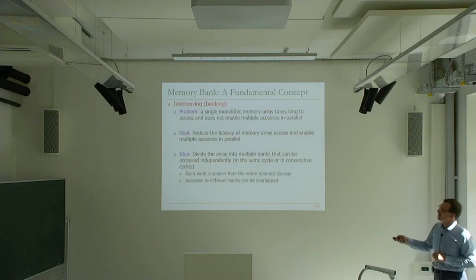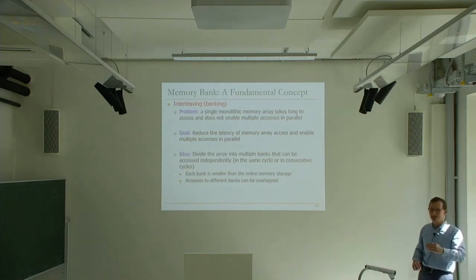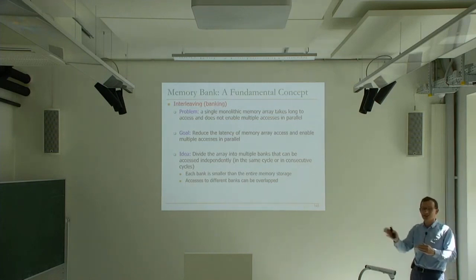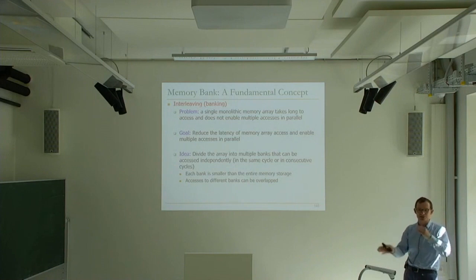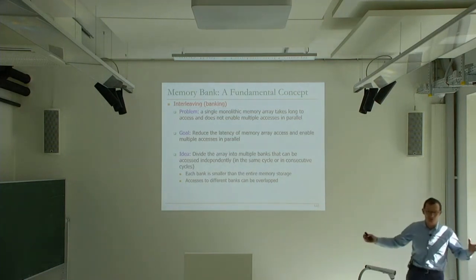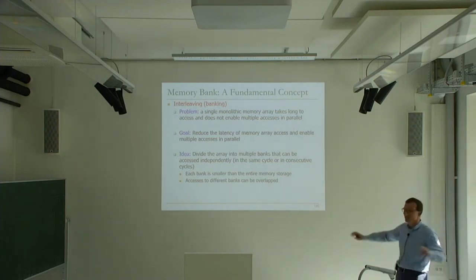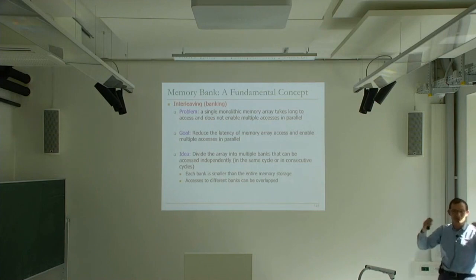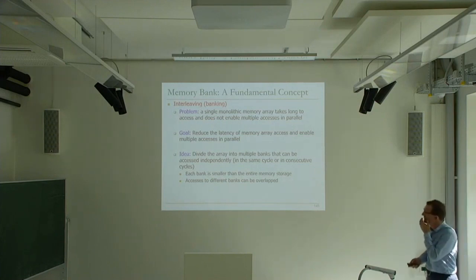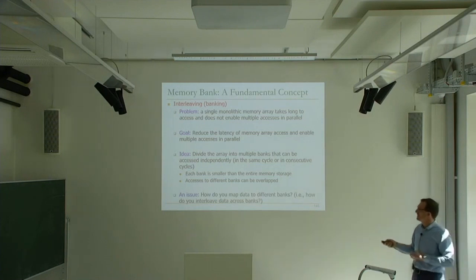Each bank is smaller than the entire memory storage on the chip, and accesses to different banks can be overlapped. So you can start one access in one bank, and then you can start another access in the next bank in the next cycle. Now you can parallelize those accesses. And in existing DRAM chips, you have 16 banks, for example. SRAM in an L3 cache or an L1 cache is also banked on a chip, so they can sustain multiple accesses concurrently. Okay, so an issue always in this case is how do you map data to different banks?